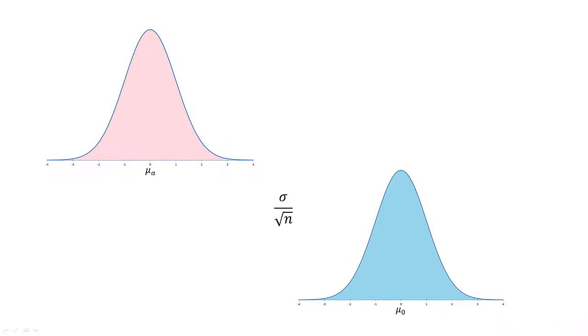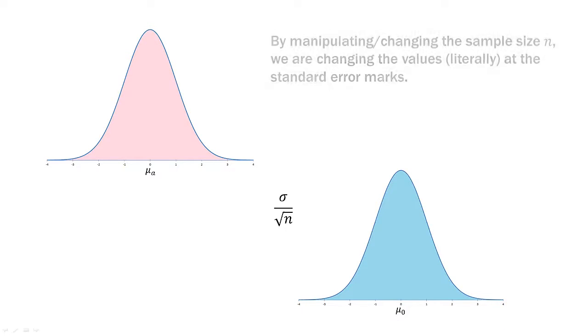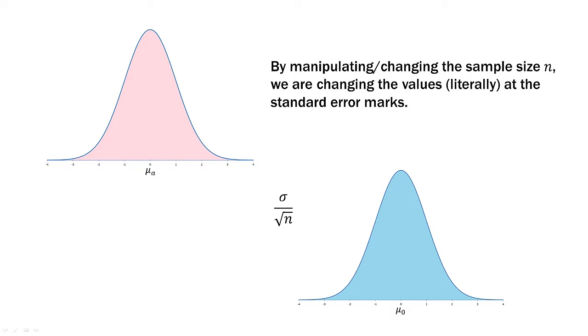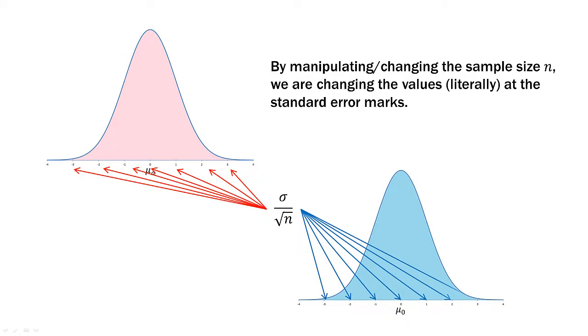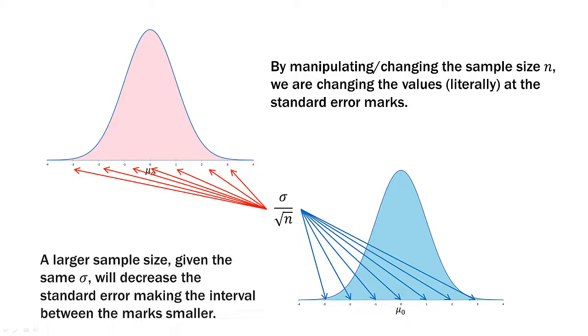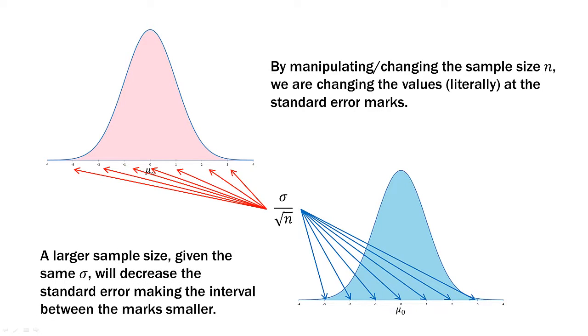So we have two distributions and the standard error component in the middle. By manipulating or changing the sample size, the denominator of the standard error component, we are changing the values literally at the standard error marks, at each of the standard error marks in these sampling distributions. A larger sample size given the same sigma will decrease the standard error, making the interval between the marks smaller.